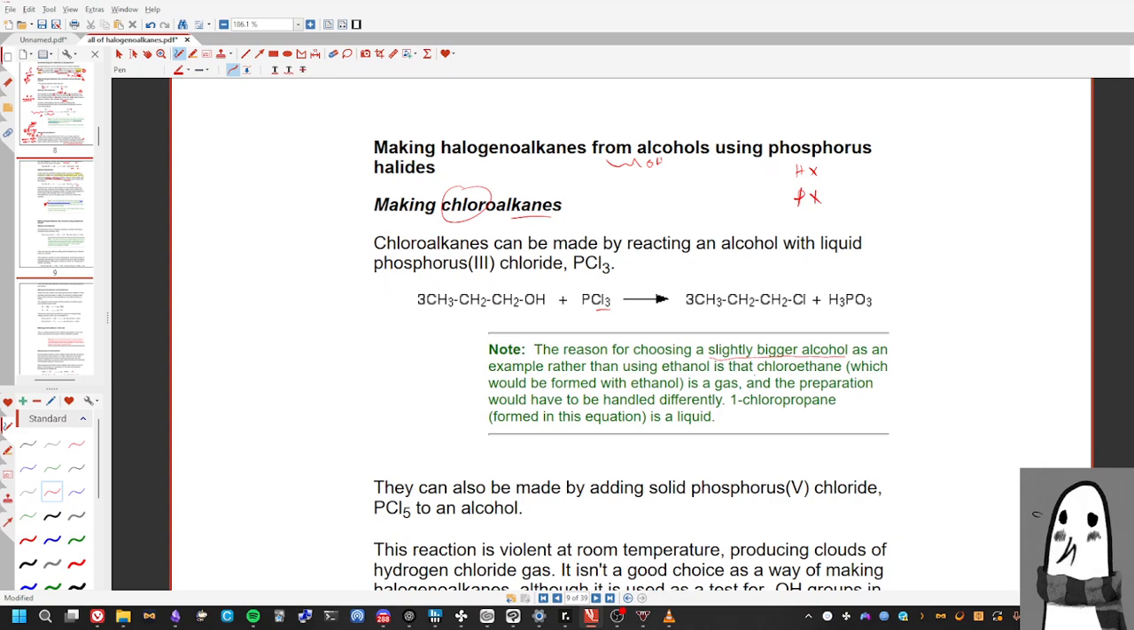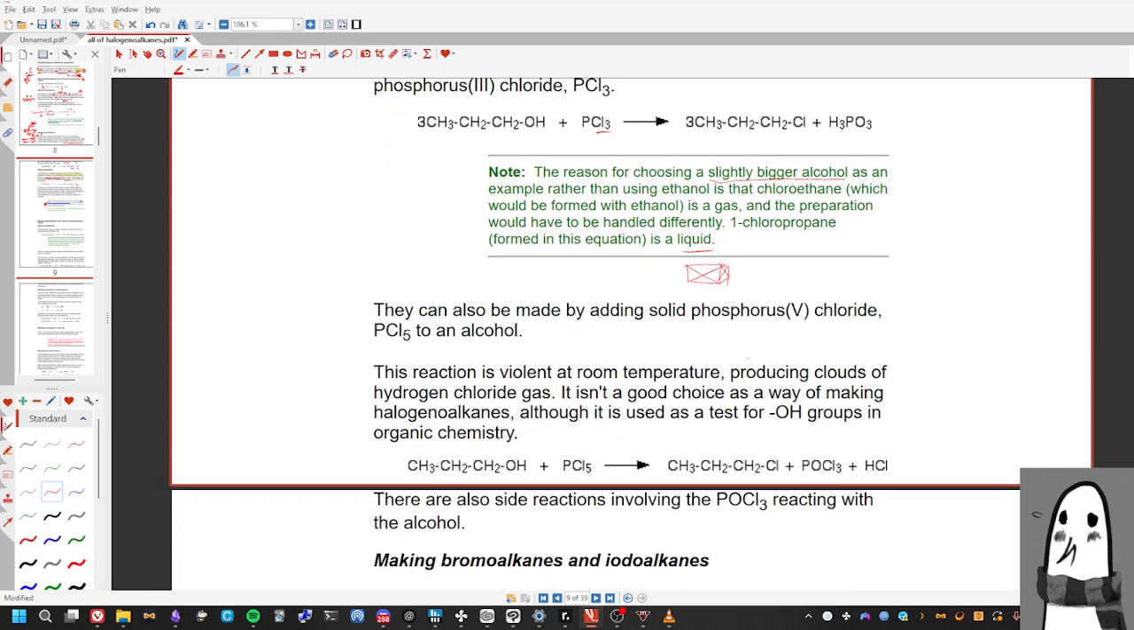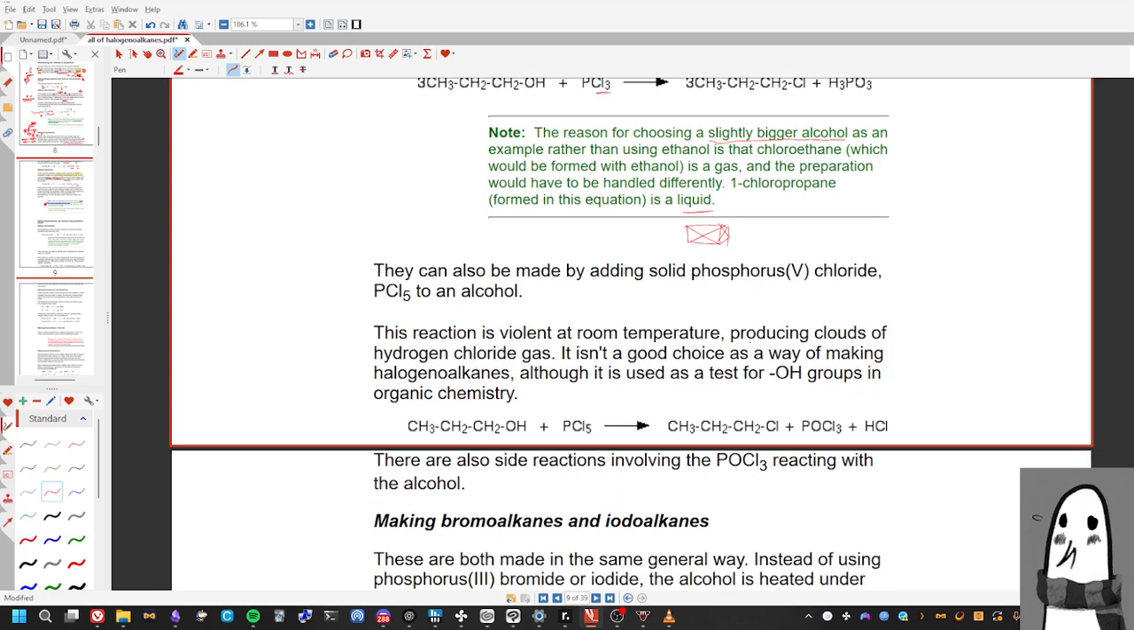Basically, when it's chloroethane, the boiling point is so low that, although it is reactive, it's a gas, so the experiment has to be handled differently. We want the product always to be a liquid, so there is one concrete method of doing it. In this case, we use a bigger atom which has bigger attractions, so it has a larger boiling point, so it's not a gas when it's created.